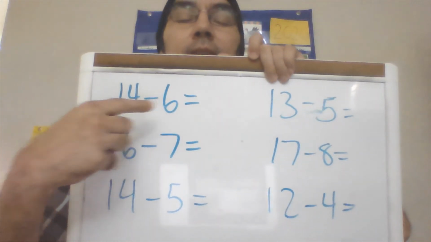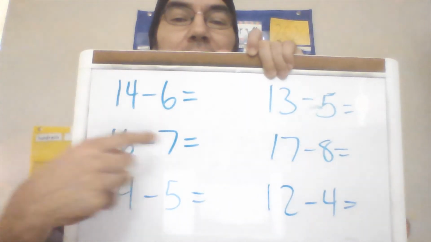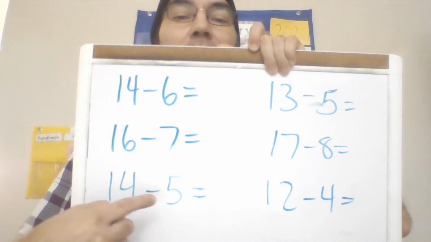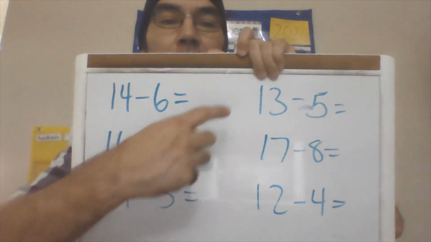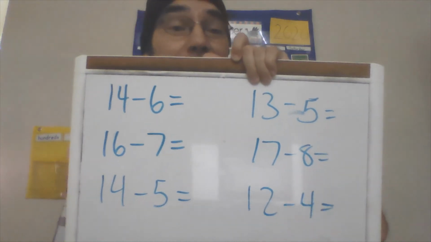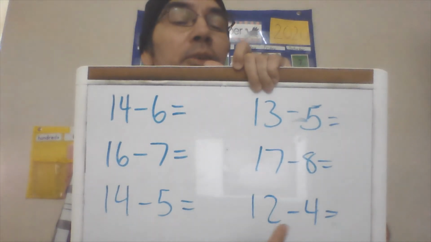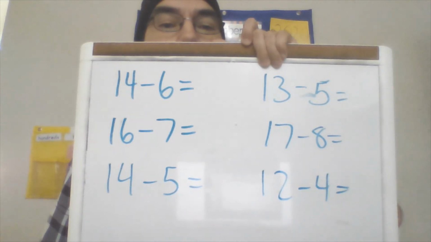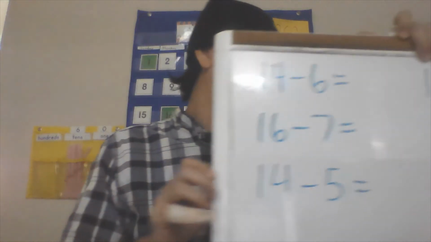14 minus 6, 16 minus 7, 14 minus 5, 13 minus 5, 17 minus 8, so we're getting a big number there, and 12 minus 4. Okay? Also, for some extra practice, 1 minute math, all right? See if you improve from the last time.